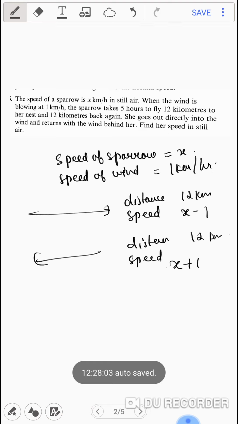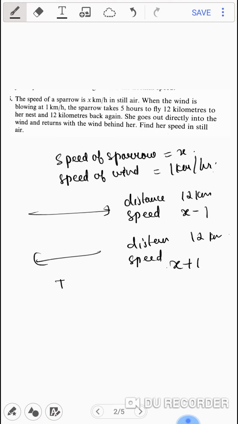तो जब जा रहा है तो वो विंड के अगेंस्ट जा रहा है, तो x माइनस 1. जब वो आ रहा है बर्ड, तो विंड के साथ आ रहा है, विंड को पीछे छोड़ते हुए आ रहा है, विंड उसको सपोर्ट कर रहा है, तो at that time bird speed will be x plus 1. ठीक है, the distance in both the cases will be 12.